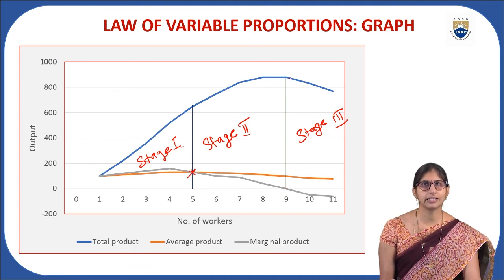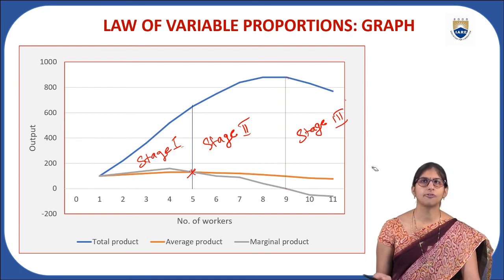Okay. And in stage 3, where the marginal product curve cuts the x-axis, from this particular point we can observe that the total product is coming down. Though we are giving more input factors, we are getting less output. So from here, the total product curve is declining. So this is all about the law of variable proportion.